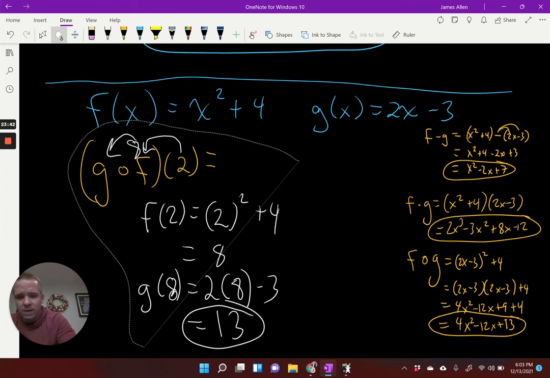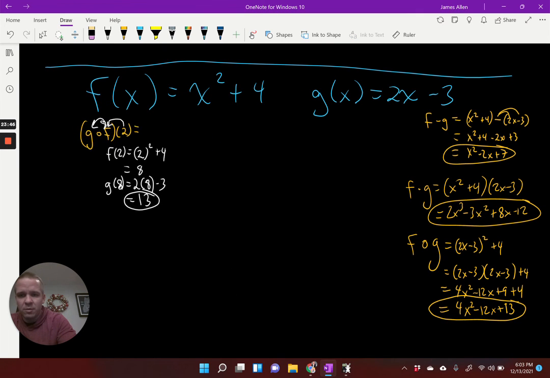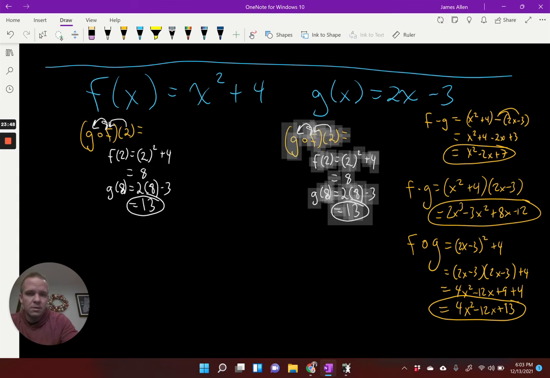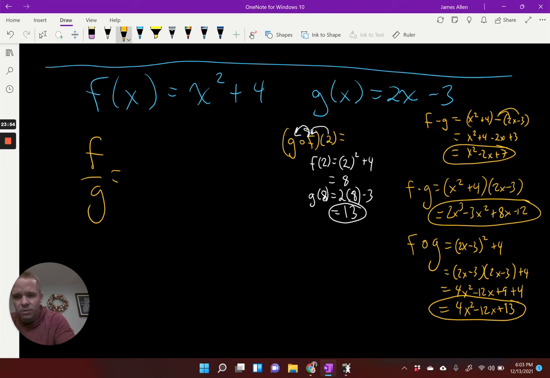Let's see, what else are we forgetting here? How about division? Because the division is not too bad, except we do need to remember about restrictions, right? Okay, so let's do a little bit of division. How about we have f divided by g? What would that be? Well, f would just be x squared plus 4 divided by 2x minus 3.